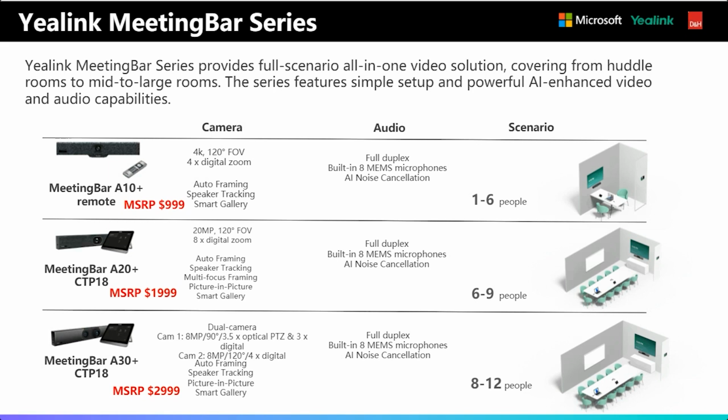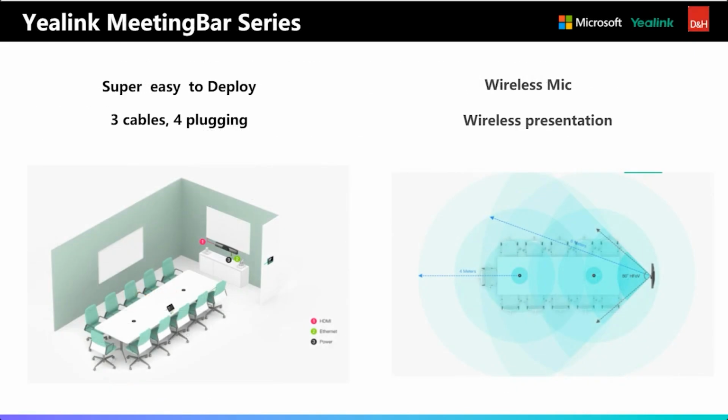So what are the highlights of our meeting bars? The first one, I would say, is easy deployment. You just use one Ethernet cable, one power cable, and one HDMI cable, plug in and play, and it's a one-system setup. If you want an extended microphone or an extended wireless dongle for presentation, we do have that. At the same time, you don't have to show any cable in the Teams room. So it's very neat and powerful to use.